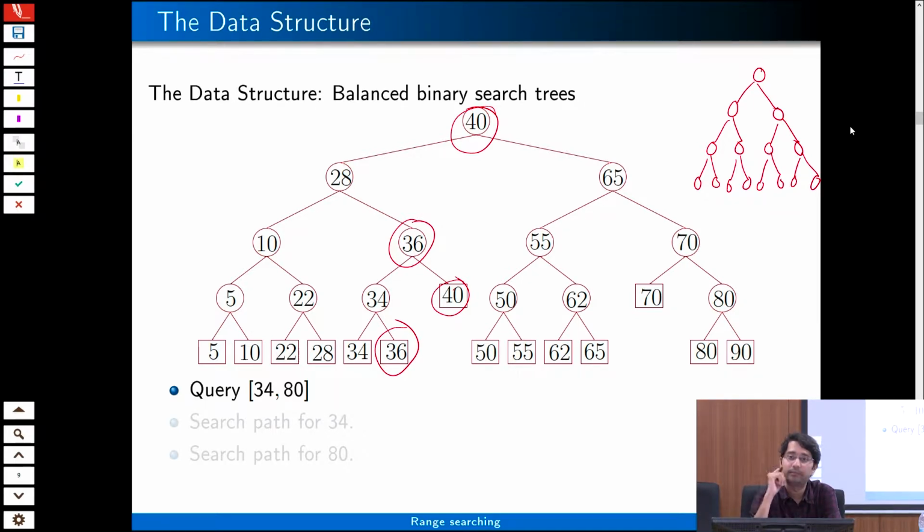Let's forget about this. Assume that this is completely balanced. So total storage is order 2n. Okay. But the question is how to search for a query in this tree.